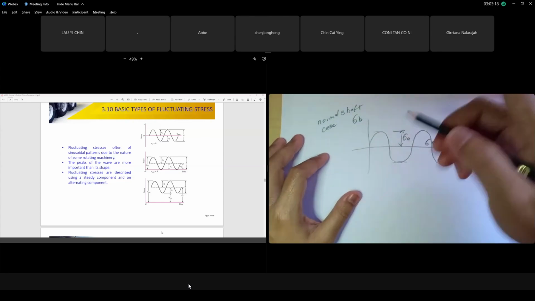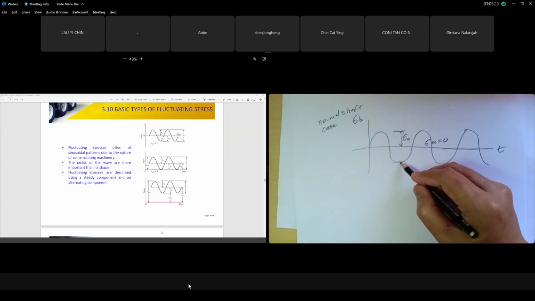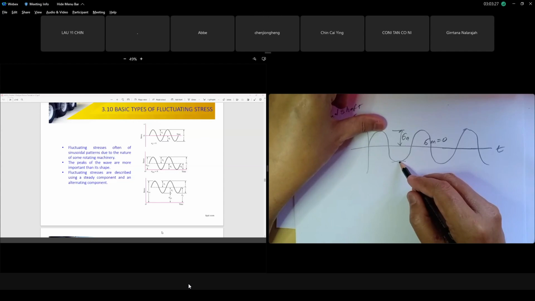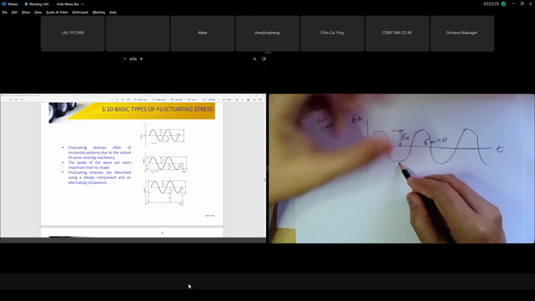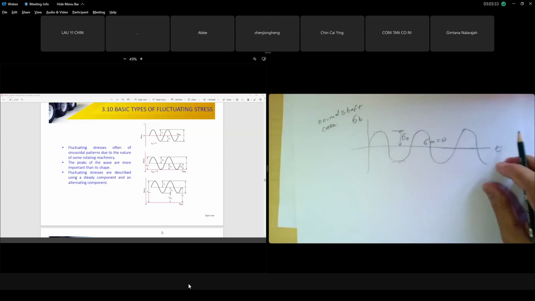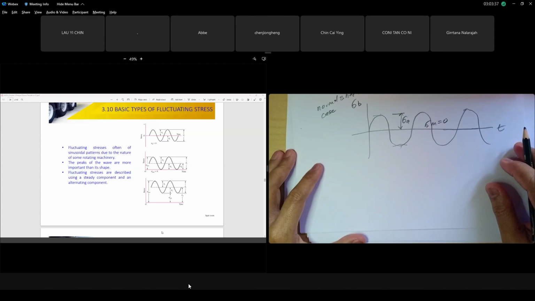Okay, if you have complete reverse, your bending maximum is for tension and this is for compression, and since they have the same value, the compression is a negative value with the same magnitude. Of course, the mean is zero. Clear, class? Complete reverse for bending, normally in the shaft case. Clear or not?